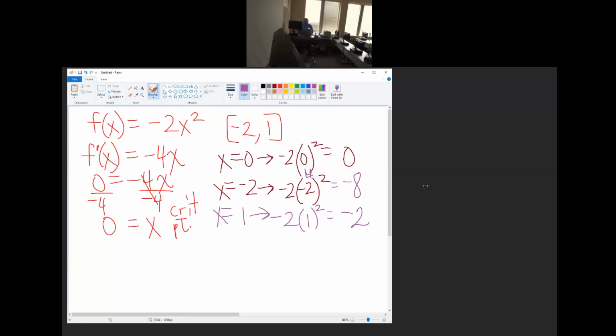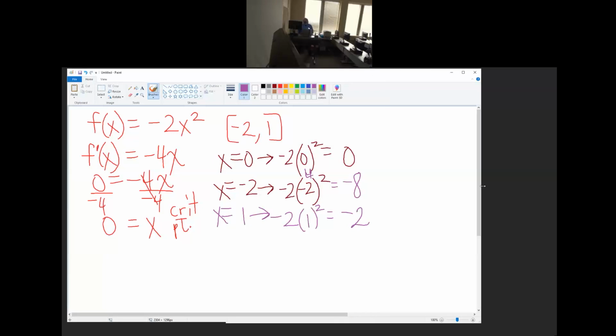Now, out of these three answers, the smallest is negative 8. So that is where our absolute minimum occurs. And 0 actually is the greatest value out of all three answers. So at x equals 0 is our absolute maximum point.